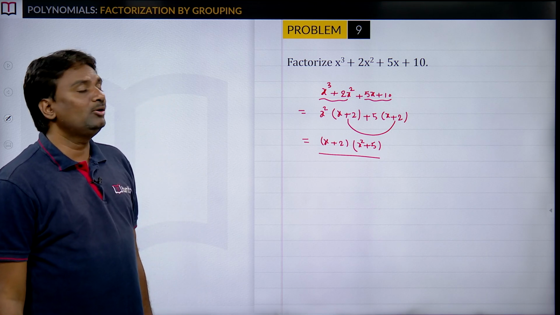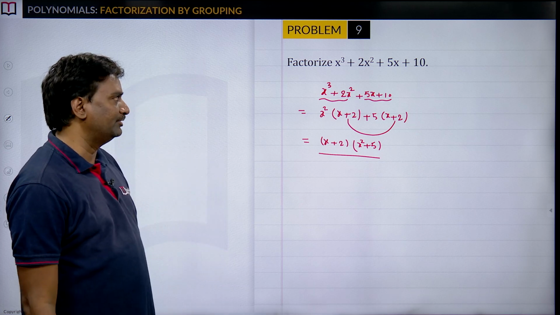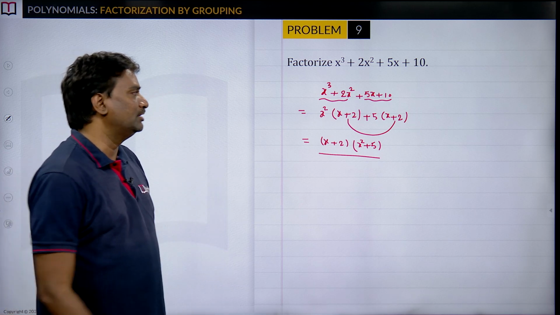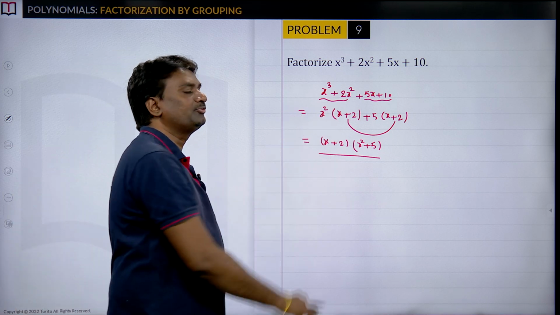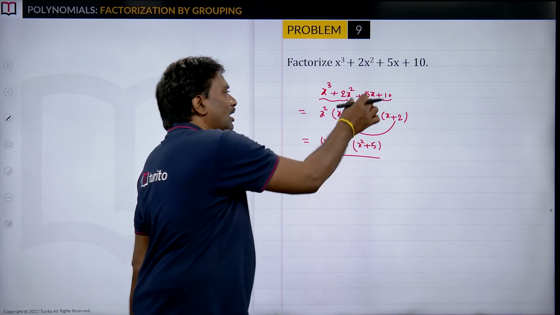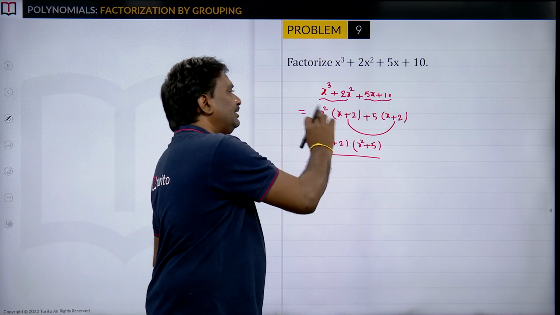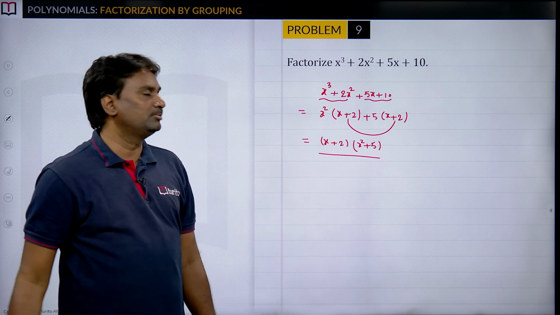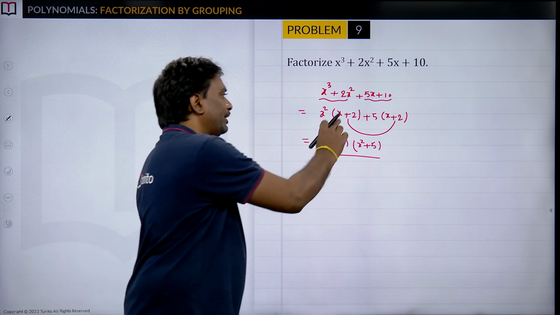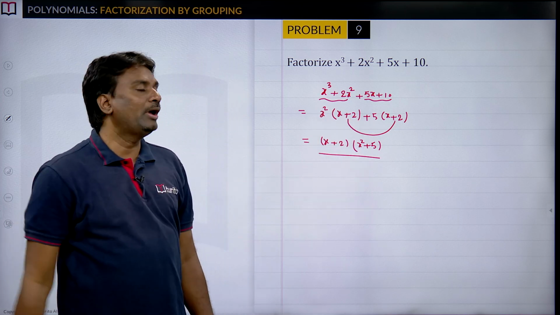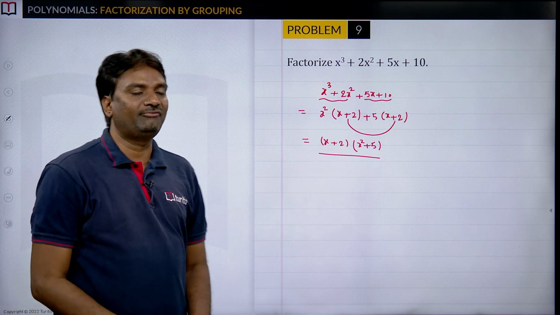So, in this quadrinomial, we write the first 2 terms x cube plus 2x square at one place, and 5x plus 10 at one place. From the first 2 terms, we can take x square as common. From the last 2 terms, we can take 5 as common. So, x square of x plus 2, and 5 of x plus 2. Again by taking x plus 2 as common, we got x plus 2 into x square plus 5.